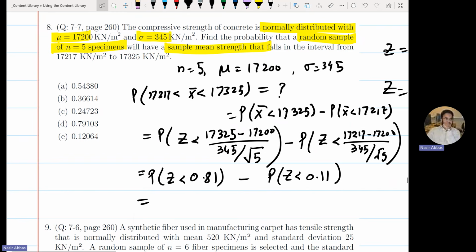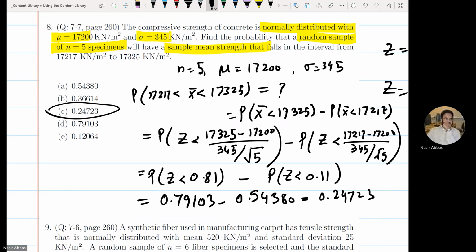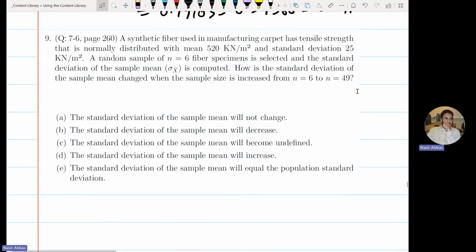So this is equal to 0.79103 minus 0.54380, and the answer is 0.24723, which corresponds to option C. Any questions? No questions. Let's move on to question number 9.